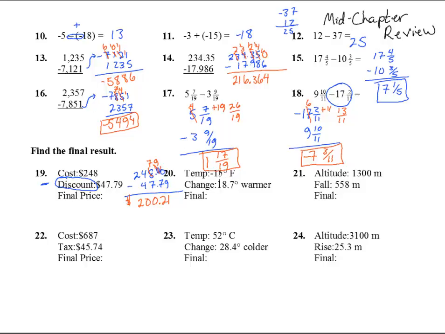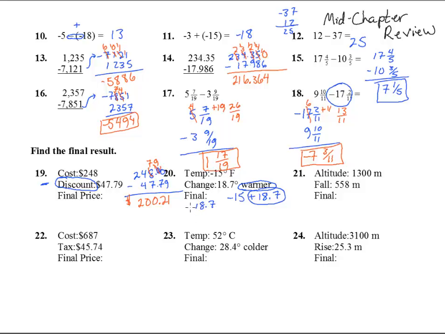Next one. We are at negative 15, and we are going 18.7 degrees warmer. Now, warmer means we're adding. We have a negative 15 and a positive 18.7. This is a positive and a negative going against each other. They're playing tug-of-war. This guy is going to win. So let's write it out. It's a subtraction problem because they're opposite signs.